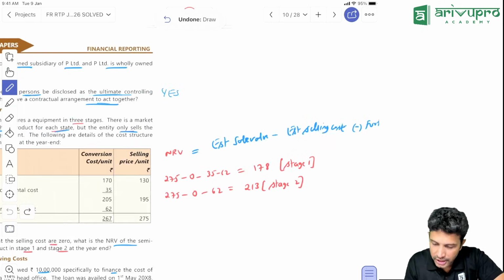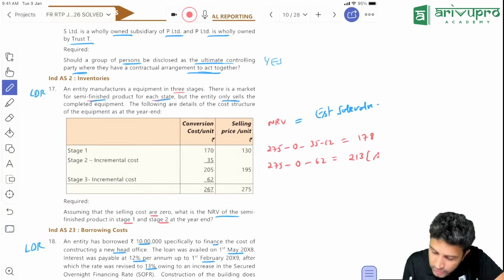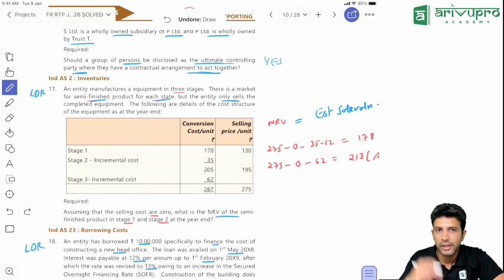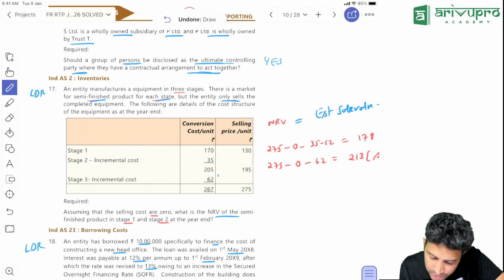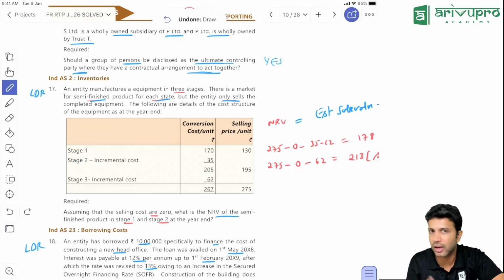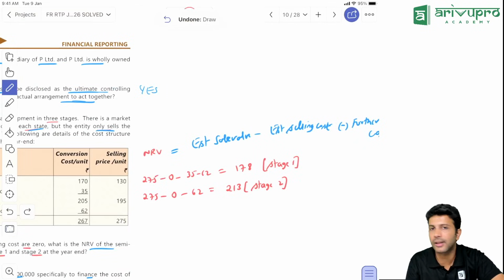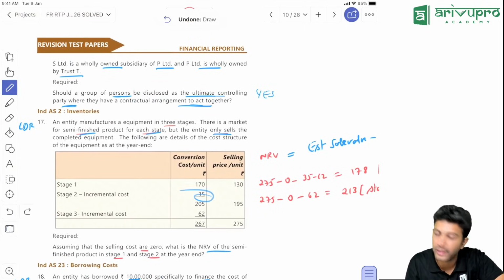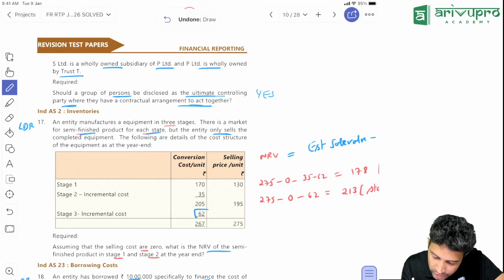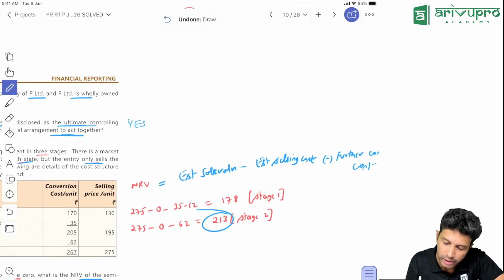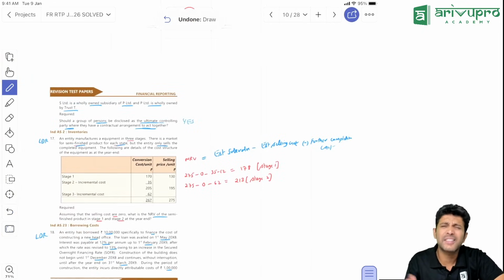Now if you are in stage 2, the final sale value of the finished product is 275. Selling cost is still 0. If you are in stage 2, the 62 rupees of the stage 3 cost you have not yet incurred. You will incur it in future. So that becomes your further completion cost. So reduce only 62, because at stage 2, the 35 is already incurred. When you are in stage 2, only this cost is not yet incurred, so it becomes further completion cost. Reduce it, you will get 213. This is the NRV.